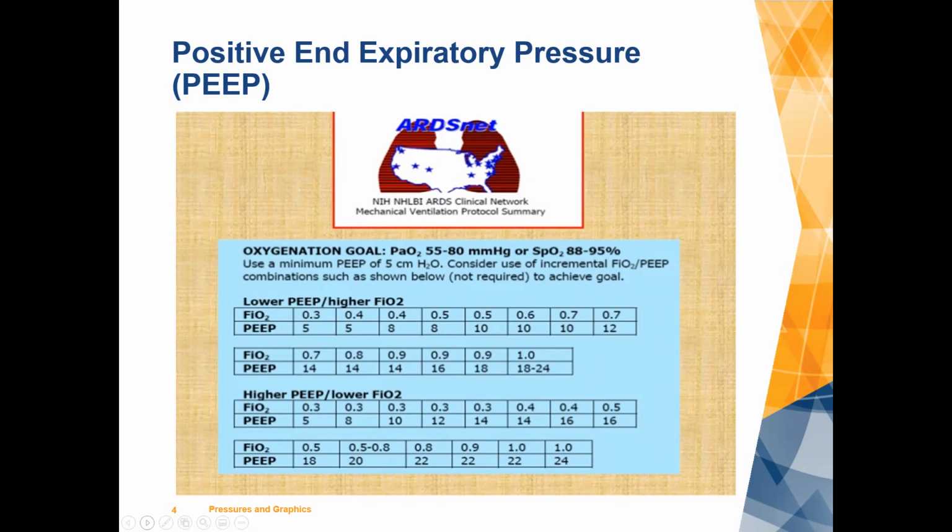Notice the bottom portion of the table that's there, and it's called higher PEEP, lower FiO2s. So the second to the bottom table is actually showing you the use of 10, 12, and 14 of PEEP with a patient who's on 30% oxygen.